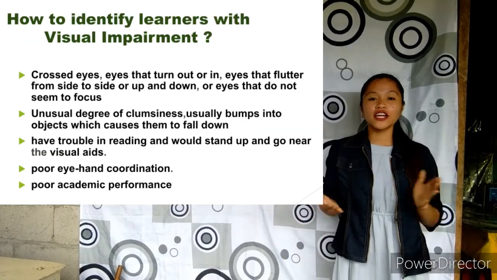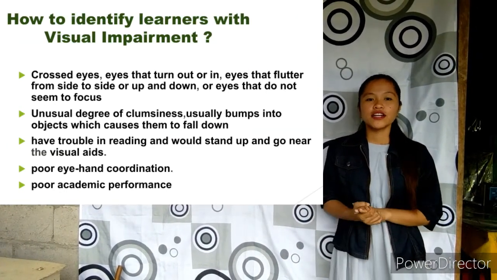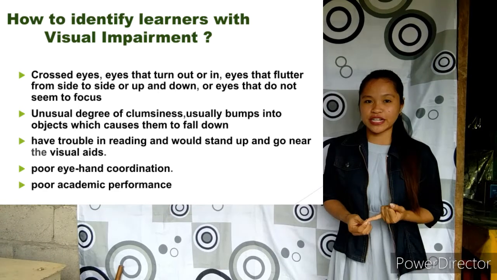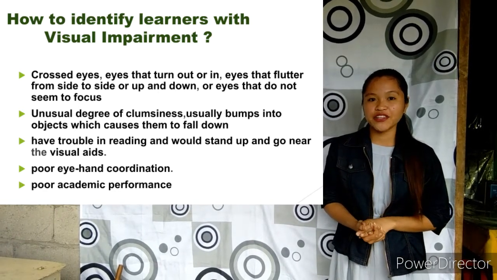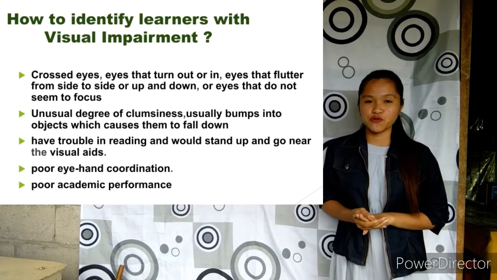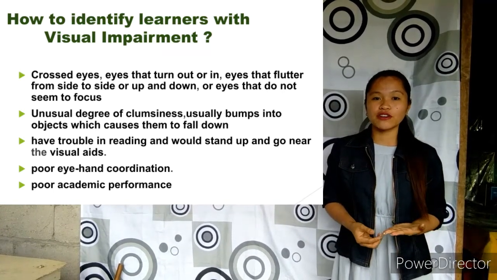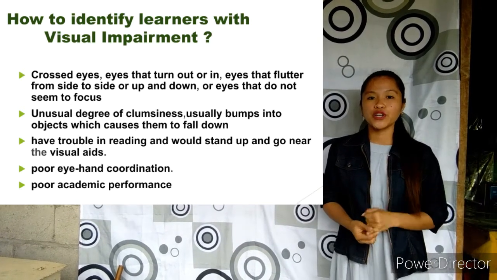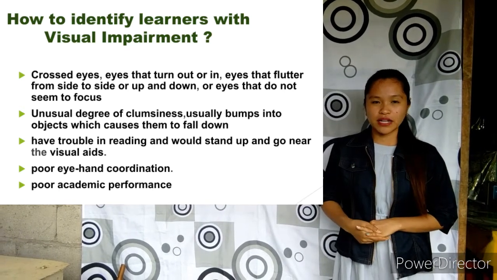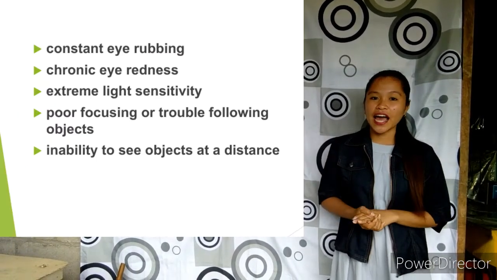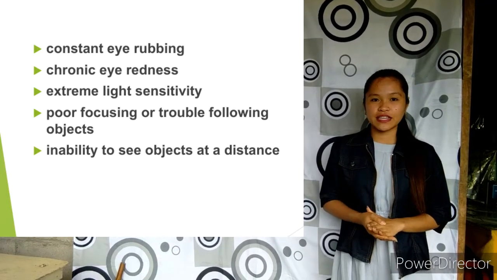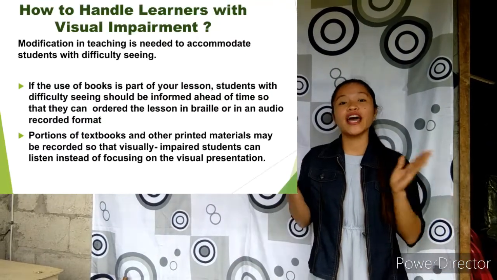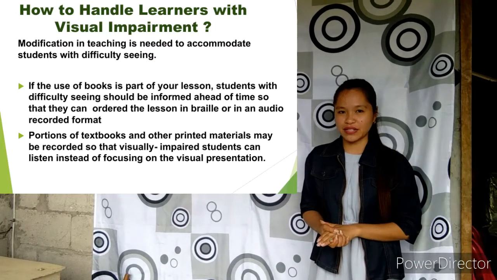So, how to identify learners with visual impairments? Learners with difficulty in seeing have physical signs such as crossed eyes, eyes that turn out or in, eyes that flutter from side to side or up and down, and eyes that do not seem to focus. They have an unusual degree of clumsiness because they usually bump into objects, which causes them to fall down. Poor hand coordination, poor academic performance, constant eye rubbing, chronic eye redness, extreme light sensitivity, and lastly, being unable to see objects at a distance.